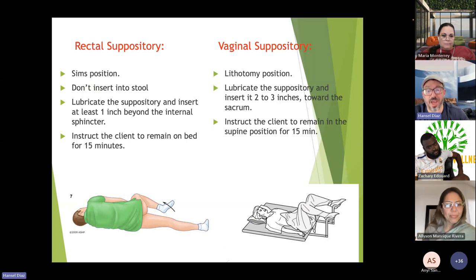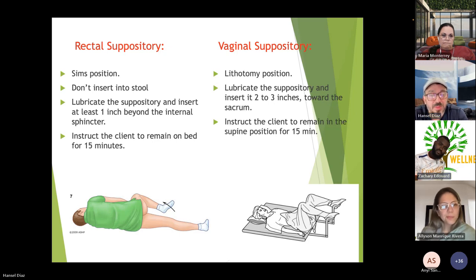IV, we got it. Subcutaneous, we got it. Intramuscular, we're going to see all of those. Now, everybody knows what rectal is, right? Yes. Through your butt. It's a very good way to give medication, fast. The absorption is extremely fast. Bioavailability, very fast.